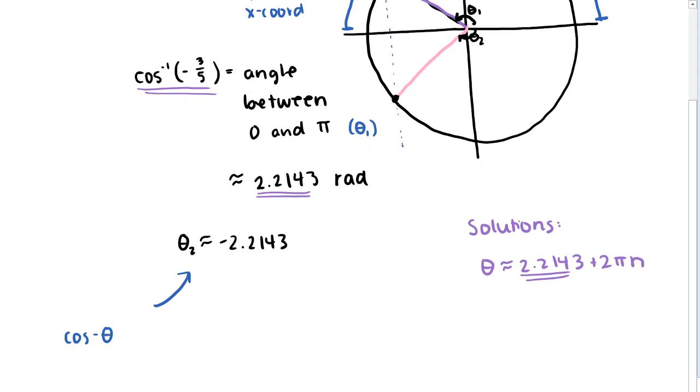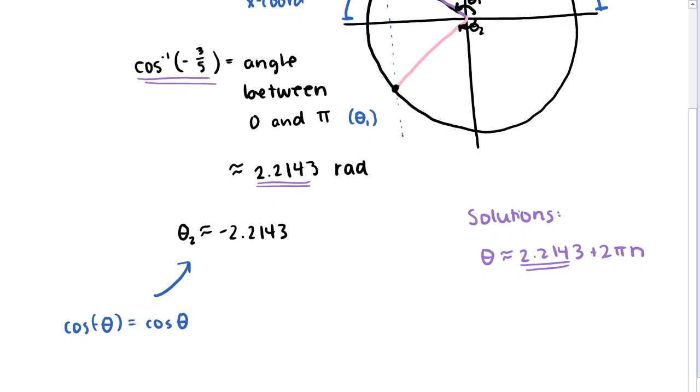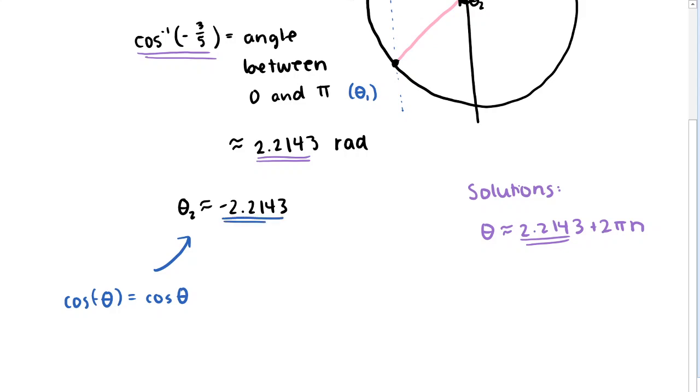The idea here is that cosine of negative theta, because it's an even function, is the same as cosine of theta. And so I know that cosine of this angle and cosine of this angle are going to give us the same result. So this must be a solution if the original one, 2.2143 radians, was a solution too. So here maybe I can more concisely write this as theta is approximately plus or minus this angle plus 2 pi n.